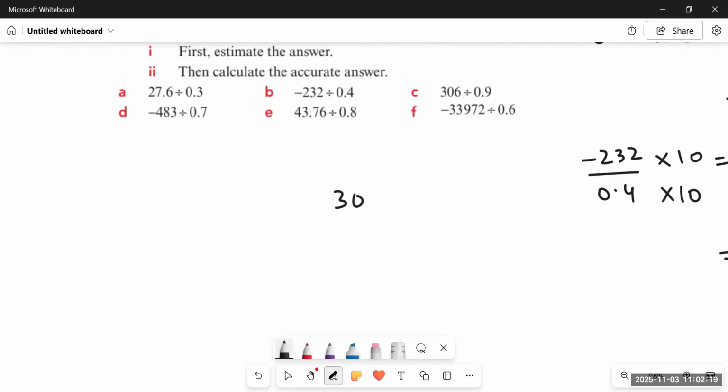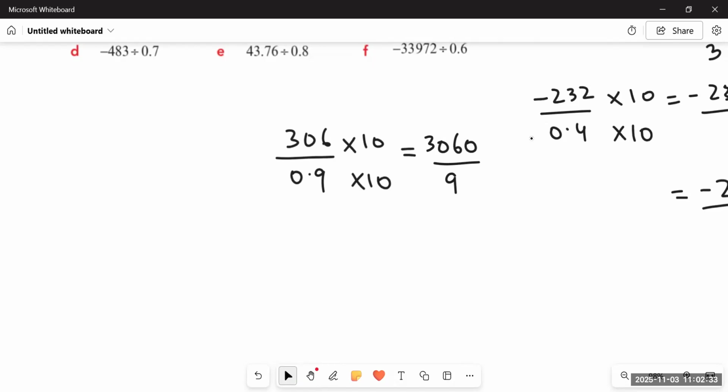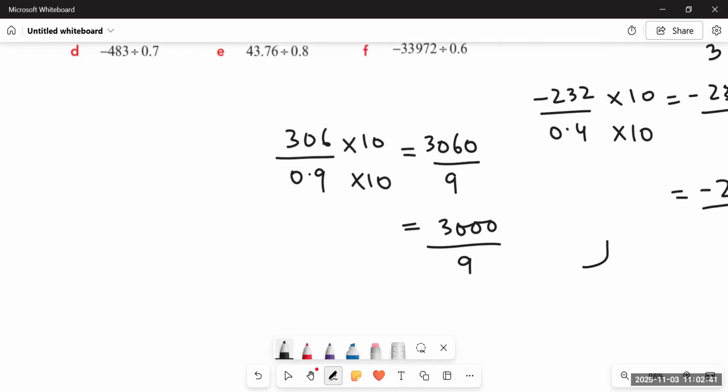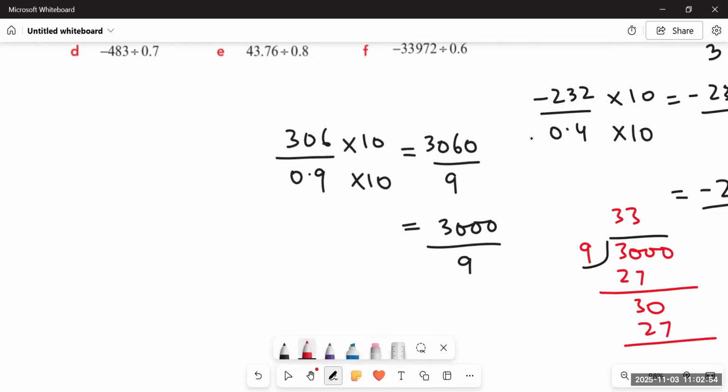Next, we have 306 over 0.9. This would become 3060 over 9. Okay. And if we go for the estimated answer, this would become 3000 over 9, right? And we know that if we go for division, 9 threes are 27, 9 threes are 27, and then again 9 threes are 27.